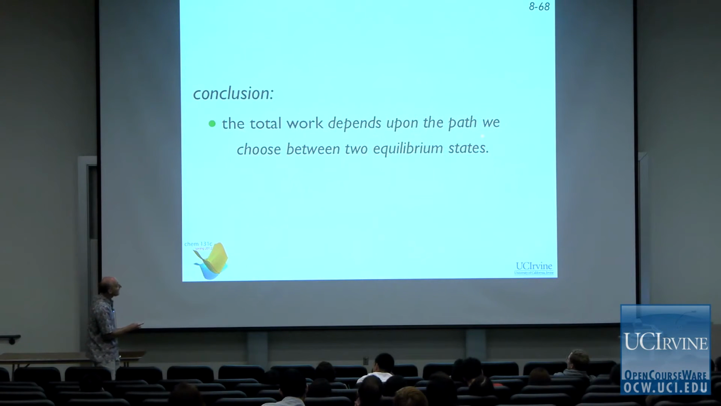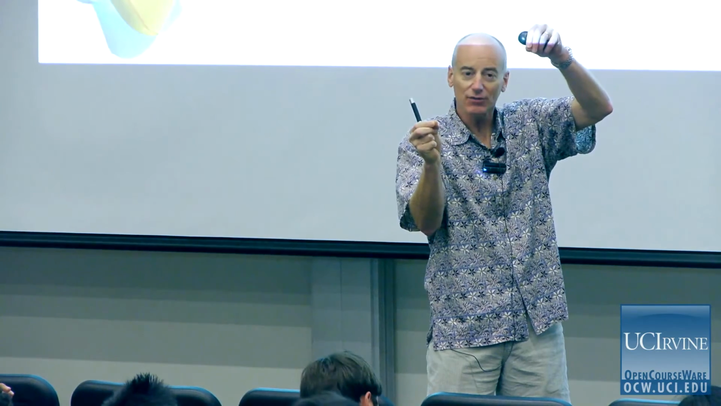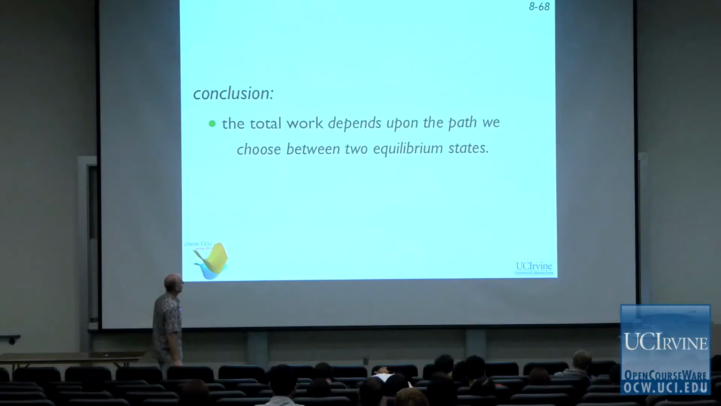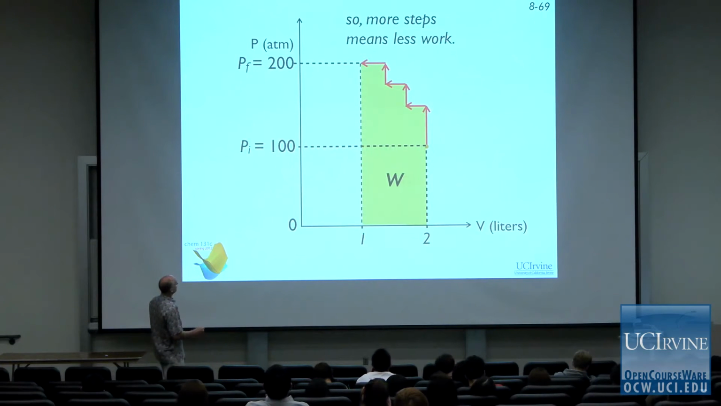The total work depends upon the path that we choose between two equilibrium states. This is a very important point. The amount of work that you have to do to traverse from an initial equilibrium state to some final equilibrium state, that's not a conserved quantity. It depends on the path that you take. It's a path-dependent quantity. That's a very important message of thermodynamics. So, in principle, more steps means less work.